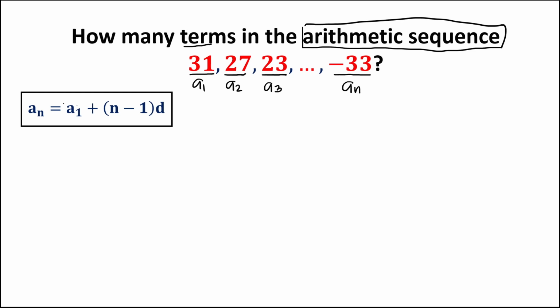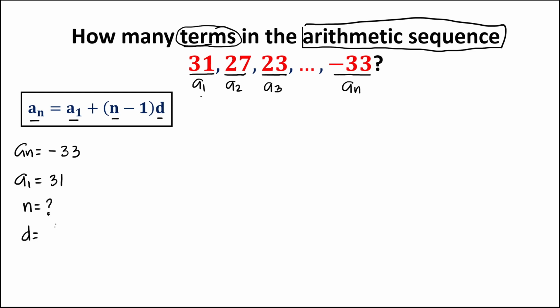all the given. So from this formula, we have a sub n, and a sub n is the last term, so that's negative 33. Then a sub 1 is the first term, so this is positive 31. Then n is the number of terms. Since we're looking for the number of terms, therefore n is the unknown. Then for this d, the common difference.